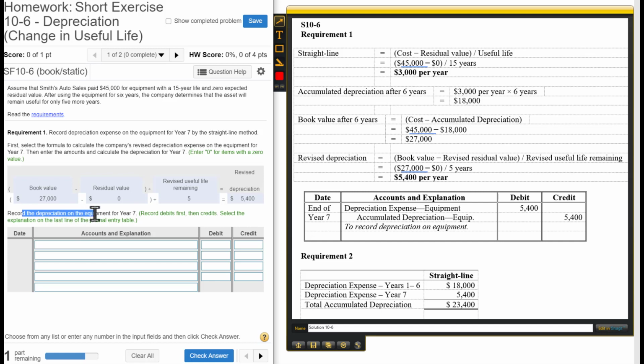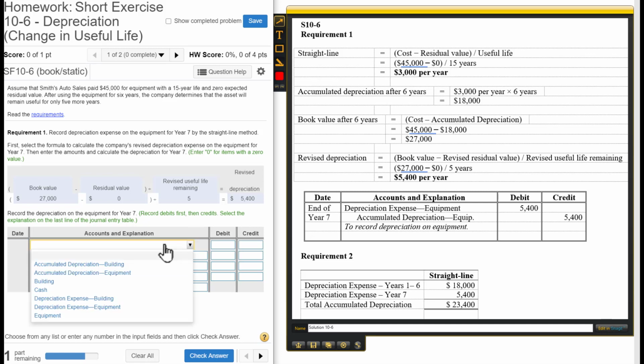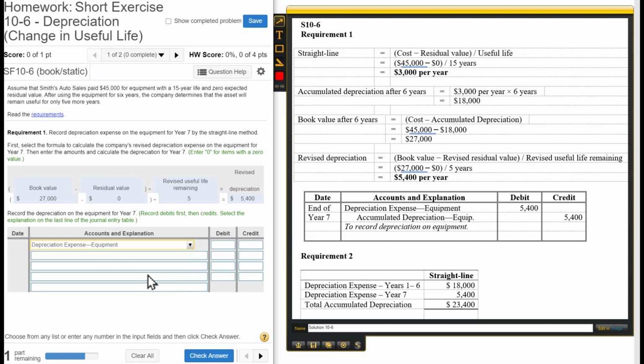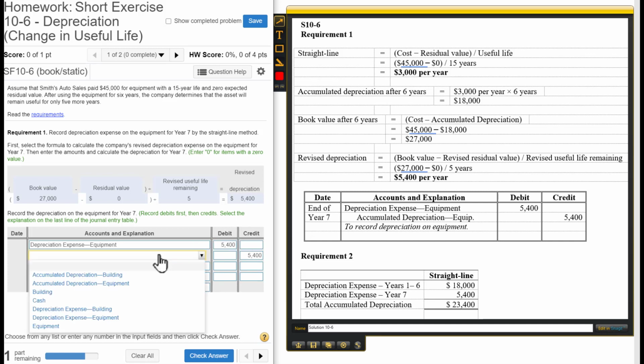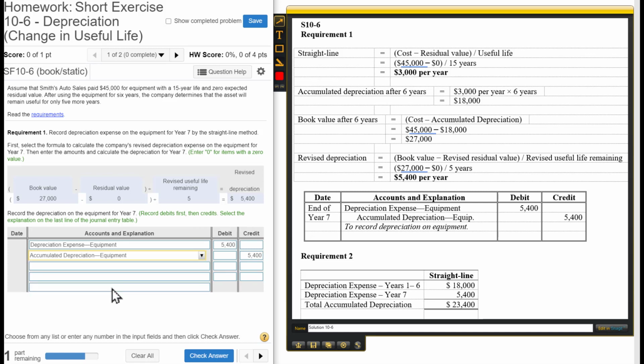Now it says record the depreciation on the equipment for year 7, record debits first as usual. So we need to increase depreciation expense, and this is equipment. So depreciation expense on the equipment is this $5,400. And accumulated depreciation is going to accumulate, because that's what it does, by the same amount, $5,400, to record depreciation on the equipment.